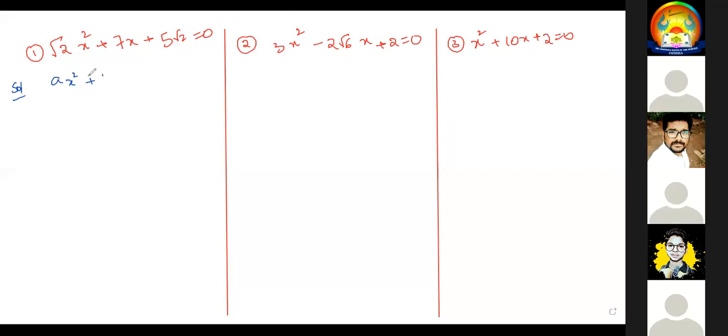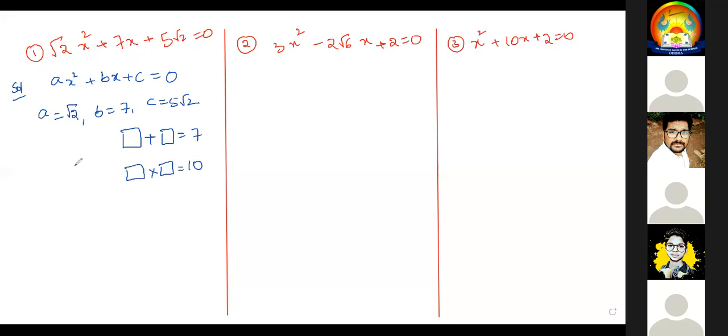Now I'll say a fast recap on the questions. Those who are not able to do, please have a look. ax square plus bx plus c equal to 0. There, a is root 2, b is 7, c is equal to 5 root 2. Now we want two numbers whose sum is 7 and whose product is 10. I think 5 and 2.